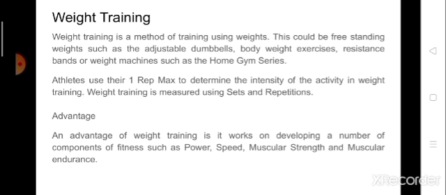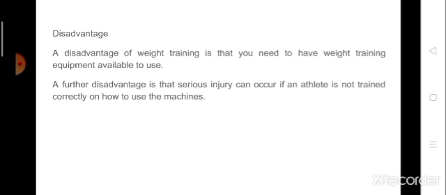Advantage. An advantage of weight training is that it works on developing a number of components of fitness such as power, speed, muscular strength, and muscular endurance. Disadvantage. A disadvantage of weight training is that you need to have weight training equipment available to use. A further disadvantage is that serious injuries can occur if an athlete is not trained correctly on how to use the machines.